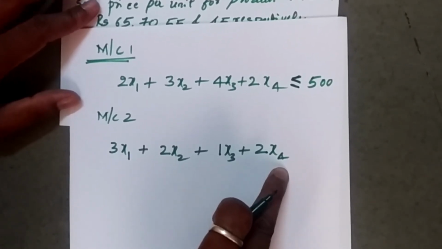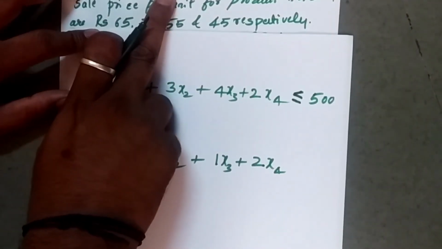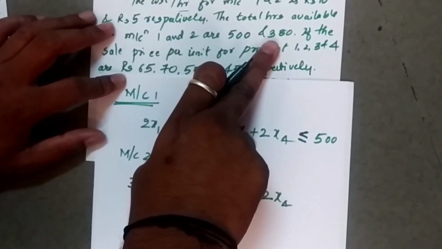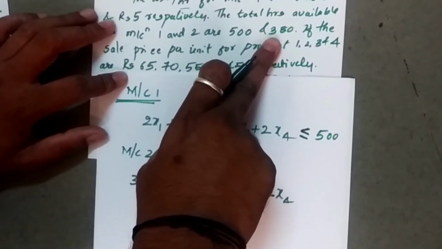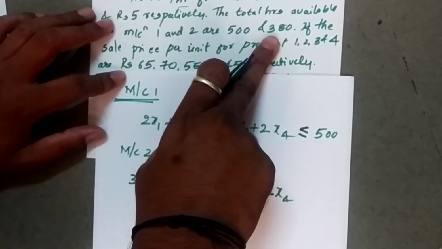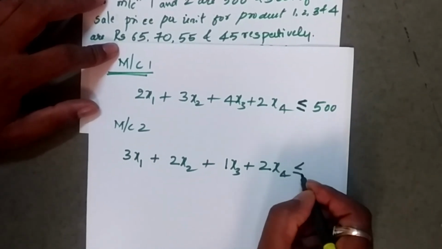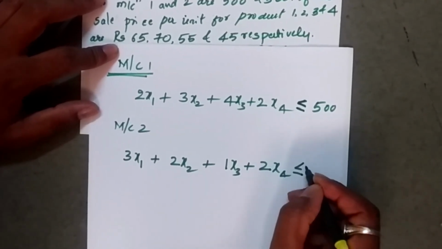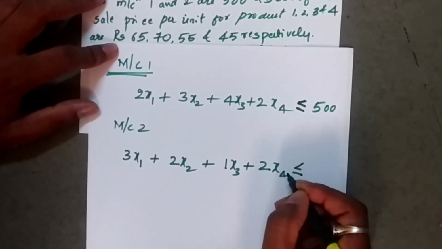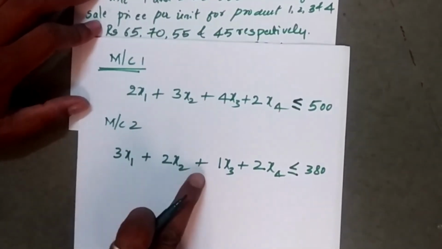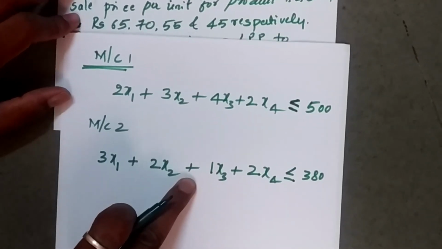And they have said that machine 2 is available for only 380 hours. We cannot use more than 380 hours. So my inequality sign will be what? Less than or equal to. I cannot use more than this. So it will be equal to 380 or less than this. So it is 380. Okay, these are the two constraints given for machine 1 and 2.